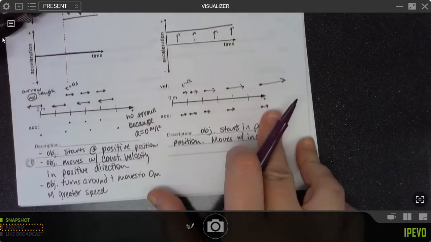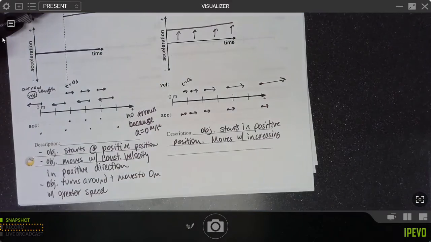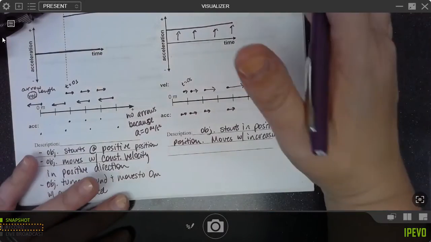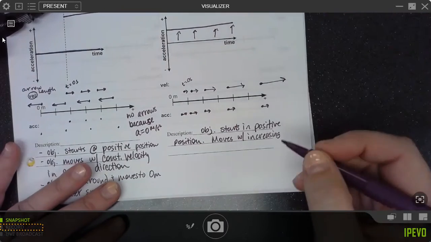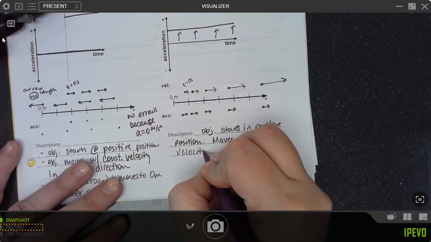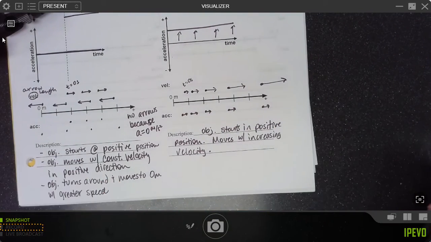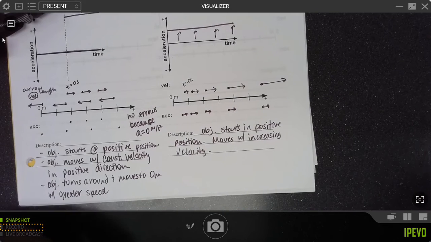Sometimes students will do this wrong and realize it's wrong and then edit something up on the top. As long as I've noticed that you've done that, I just want to know that you can go between the two. So I'm going to say moves with increasing velocity. I don't know where it ends up. I don't know when it ends up. So I can't say it.